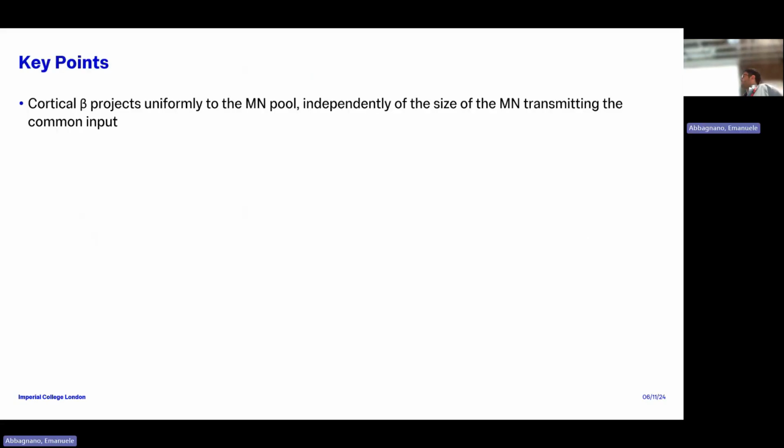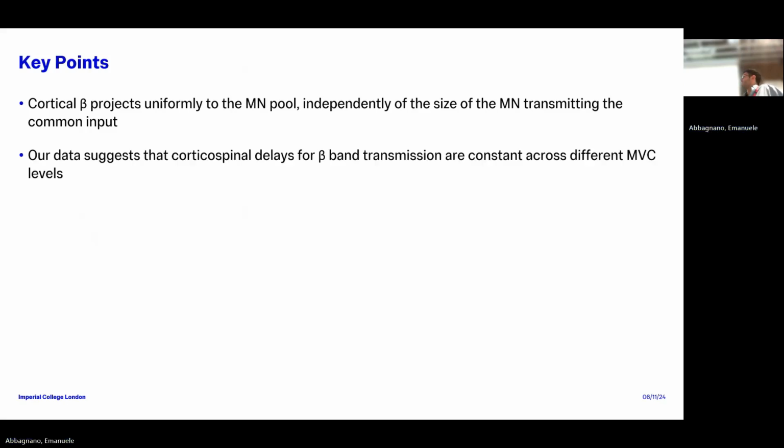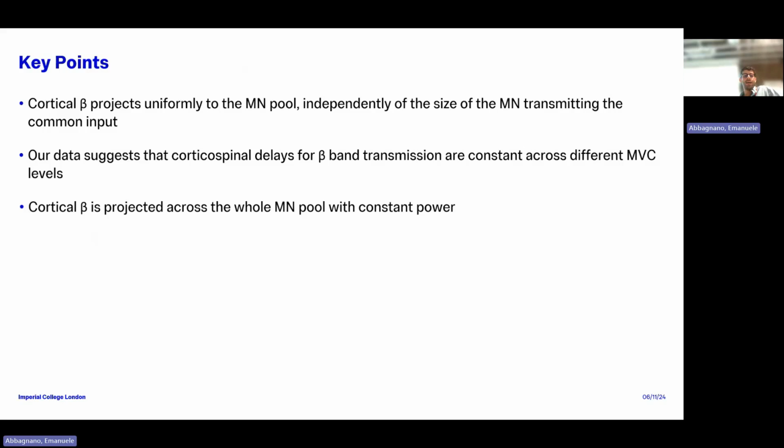So key points. We do know now that cortical beta projects uniformly to the motor neuron pool independently of the size of the motor neurons transmitting it. That this delay is in accordance to being the cortical spinal tract transmitting beta band always at any contraction level, and that this beta band is projected across the whole motor neuron pool with constant power.